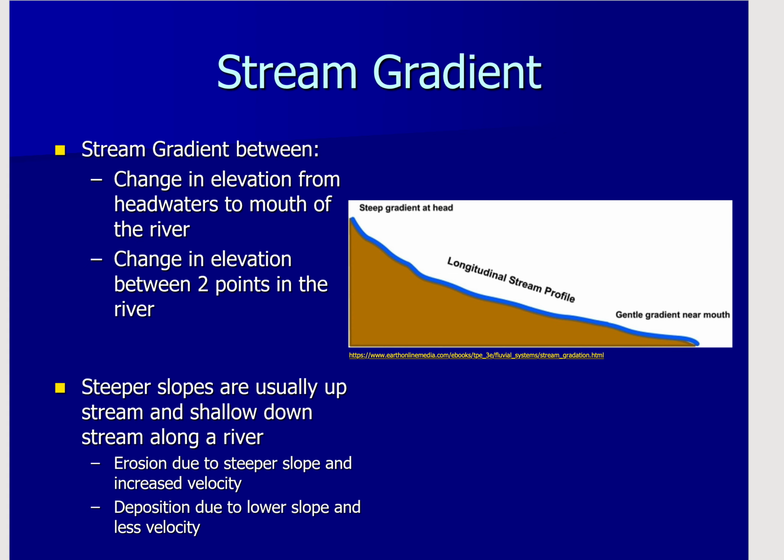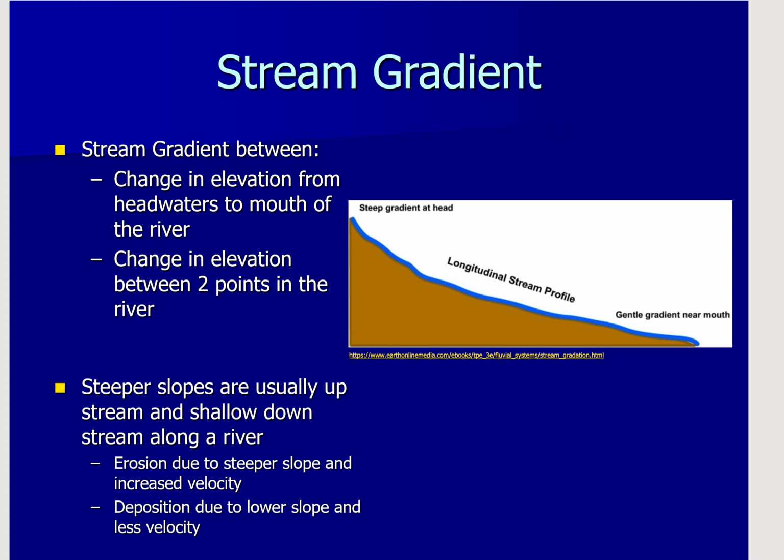Bottom line is that the steeper the slope or the steeper the stream gradient, the more erosion is capable of occurring because you're increasing the velocity. So again, think about a really steep slide in a park.